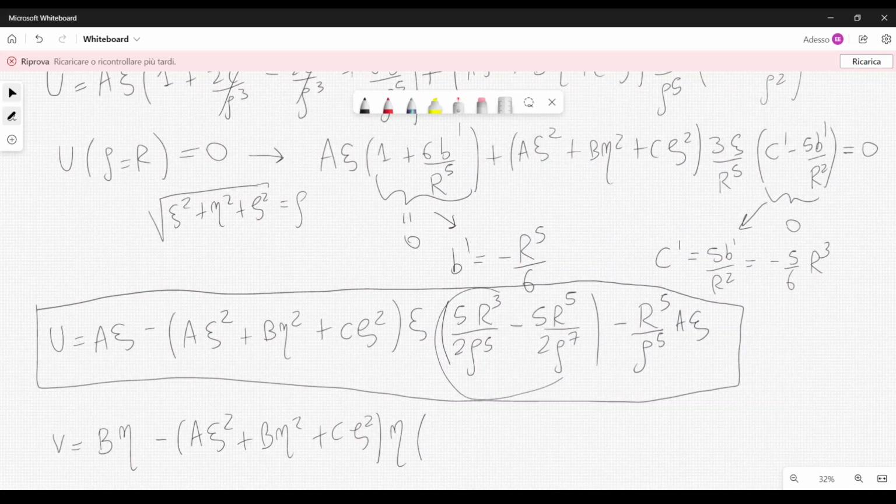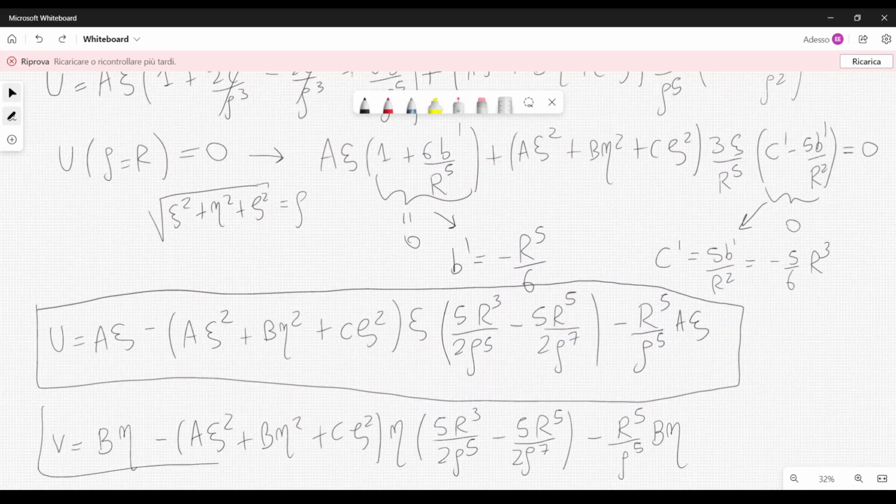Then we have this term, which is exactly the same because it depends on rho, and rho is symmetrical with respect to xi, eta, and zeta. If you take a look at the expression of rho, we have 5 rho cubed over 2 rho to the fifth minus 5 r to the fifth divided by rho to the seventh times 2 minus r to the fifth over rho to the fifth times b eta. So instead of a times xi, we will have b times eta. So this is the expression for v.